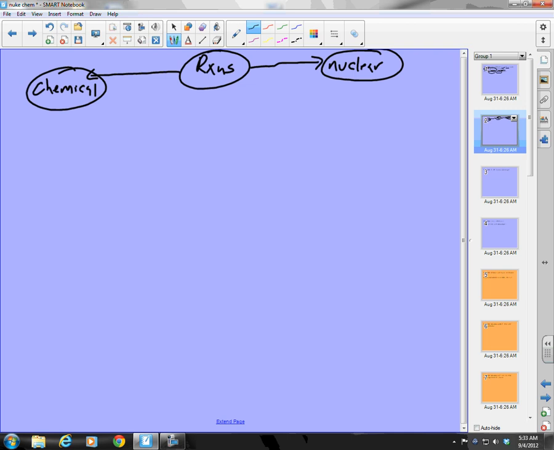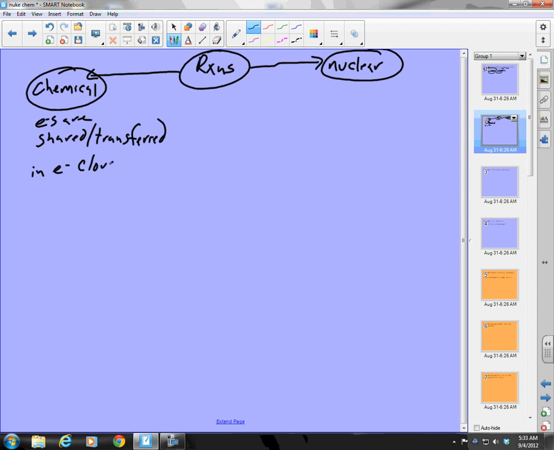Now, what's the difference? In a chemical reaction, we have something happening with the electrons. That's right. What happens here is electrons are shared or transferred. Electrons are shared or transferred. And where does this happen? This happens in the electron cloud.